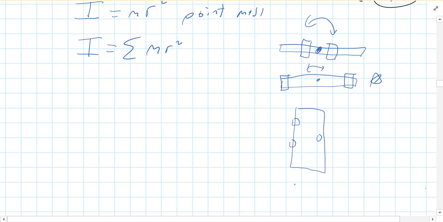Okay. What if I took that same door and mounted it like this and put the two hinges like that and put the handle, let's say, somewhere over here? Okay, this door would be a little harder to open because it's more spread out now, even though it's the same mass.